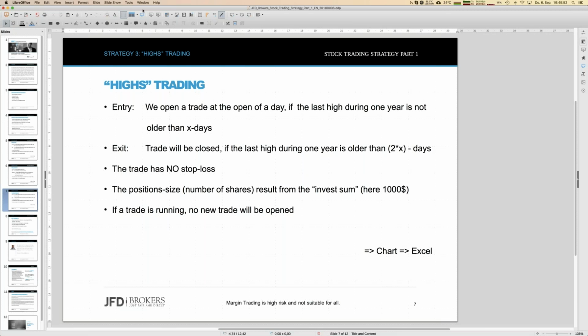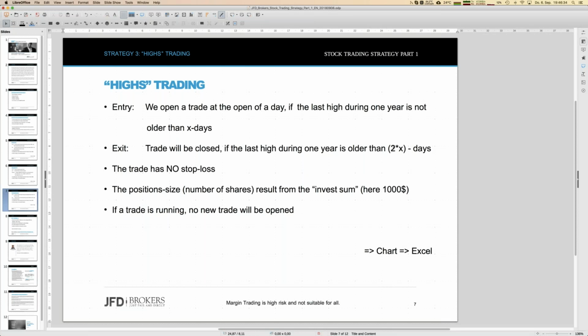And now we use a trigger value, those X days. So if our last high is not older than, for example, 20 days, then this is our entry signal. It allows us to trade. So now we have the entry. On the other hand, we need an exit. And I simply, out of my head, decided to double that X days to 2X days. And if we don't have a new high within 2X days, we close the trade.